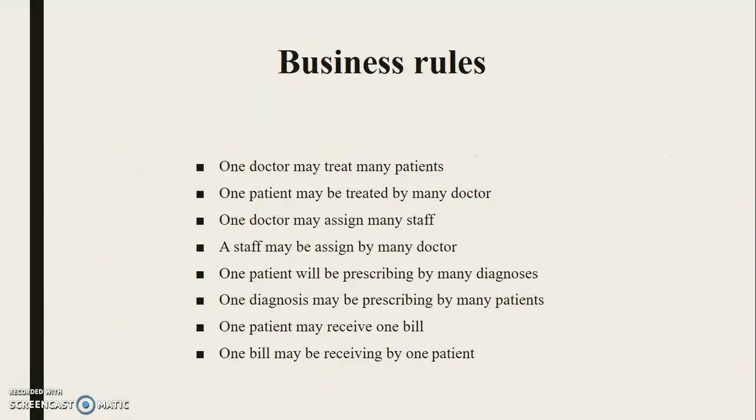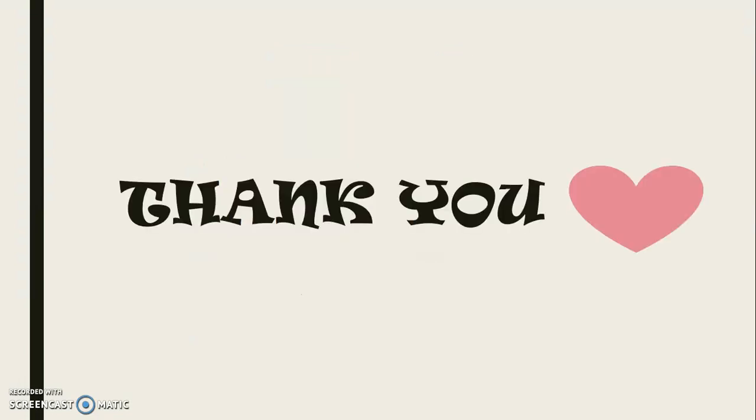So in our project, there are 8 business rules. The first one is one doctor may treat many patients. The second one is one patient may be treated by many doctors. The third one is one doctor may assign many staff. The fourth one is a staff may be assigned by many doctors. The fifth one is one patient will be prescribed by many diagnoses. The sixth one is one diagnosis may be prescribed to many patients. The seventh one is one patient may receive one bill, and the last one is one bill may be received by one patient. So that's all for our project presentation.